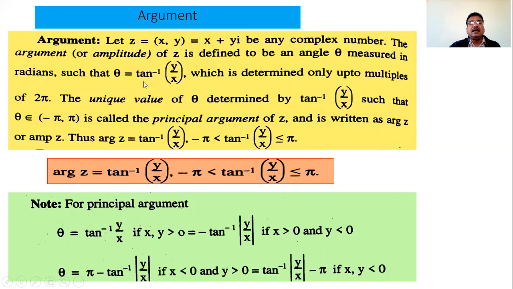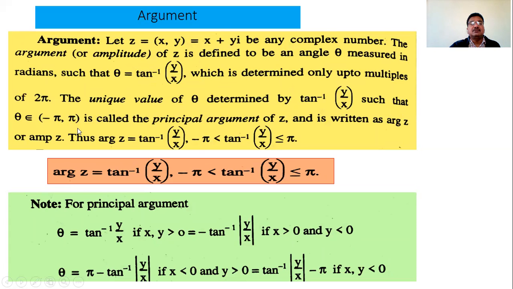Theta is tan inverse y by x, which is determined up to multiples of 2 pi. So the unique value of theta determined by tan inverse y by x, such that theta lies between minus pi to pi.